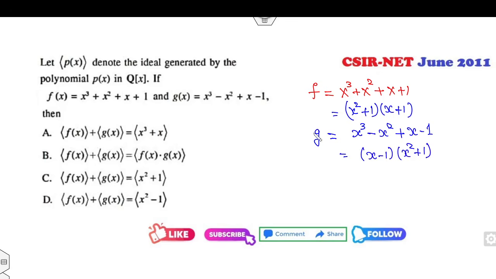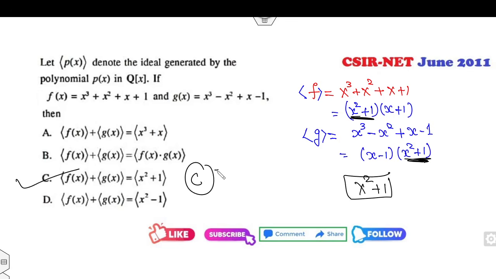Then the sum of the two ideals. This is my ideal. If you add them, which one is the common factor? Can you say about the common factor? X square plus 1 is the common factor. That is the right answer of this problem.